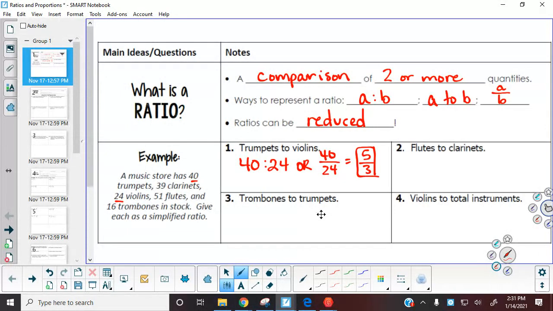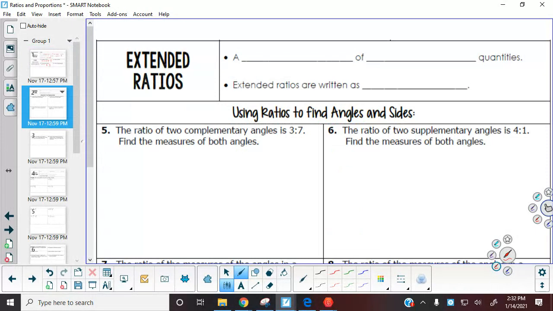So when you are looking at trombones to trumpets, trombones is 16, trumpets is 40 again. So again, you could write it as a fraction, 16 to 40, and we can go ahead and reduce that. Both of those have an 8 that goes into them as well, so it becomes 2 over 5. Now notice for number 4, it does say total instruments, so in that case, you would need to add those. But what we're going to do is spend more time talking about the extended ratios. That is just a comparison of more than 2.